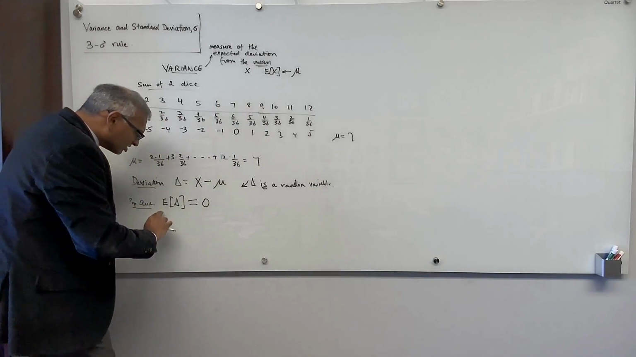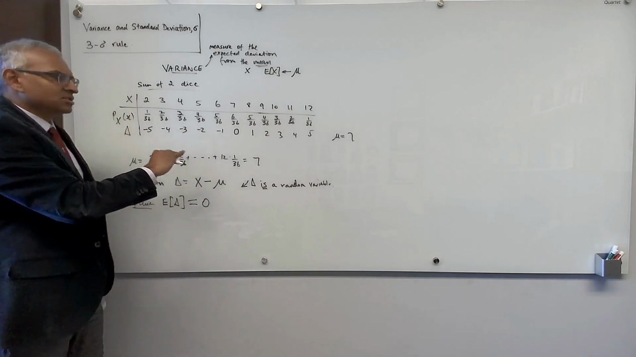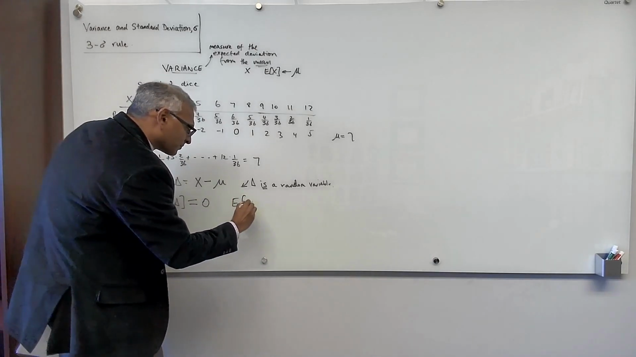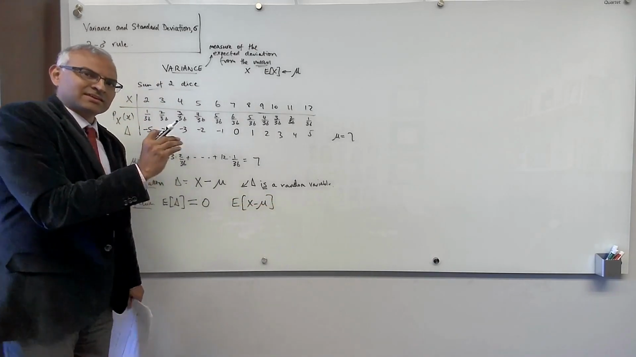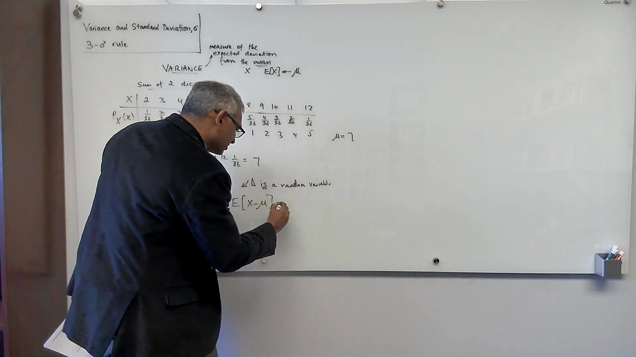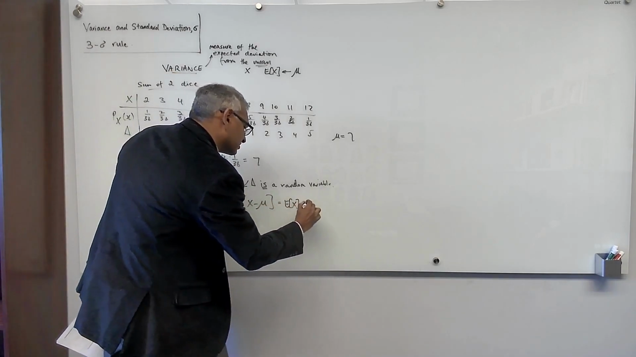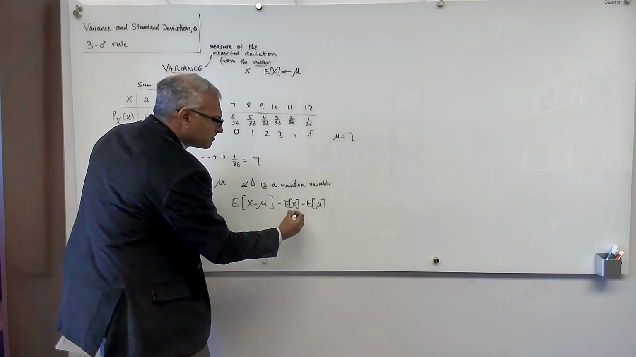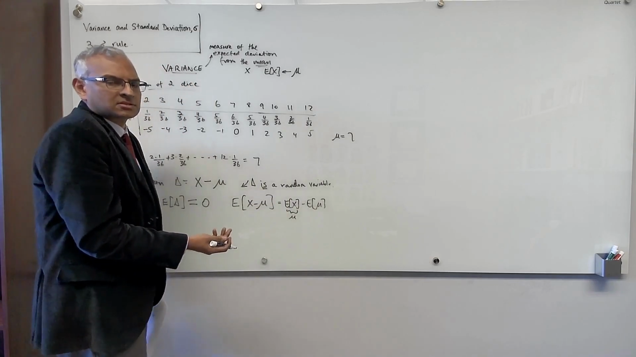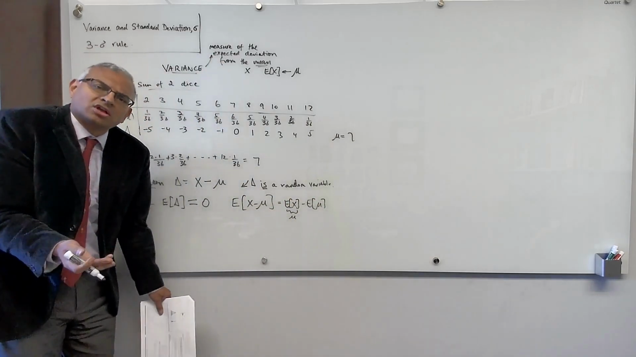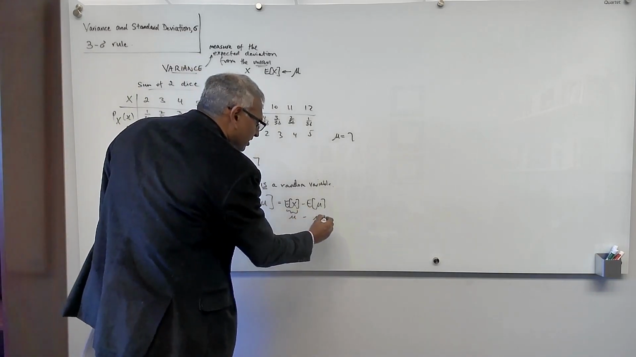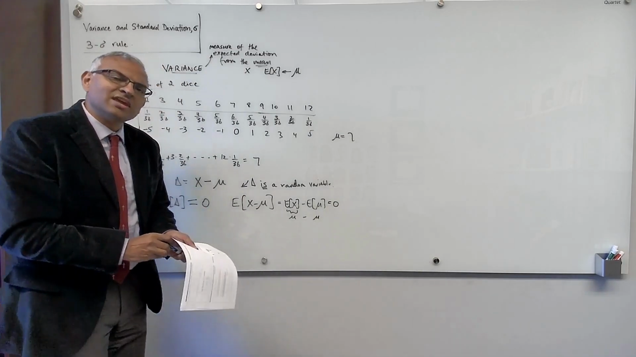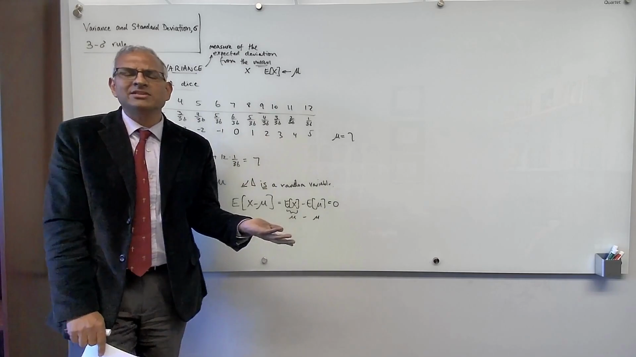In fact, it is generally the case that when you take the deviations from the mean of a random variable, the expected value is 0. Why? Because we're taking the expected value of x minus mu, and the expected value of a sum is a sum of expected values. This is the expected value of x minus the expected value of mu. And the expected value of x is by definition mu. And this is just a constant. So the expected value of a constant is just the constant itself. So mu minus mu equals 0, always. So the expected value of the deviations is always zero.